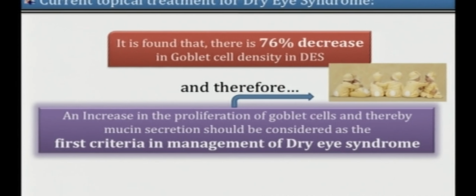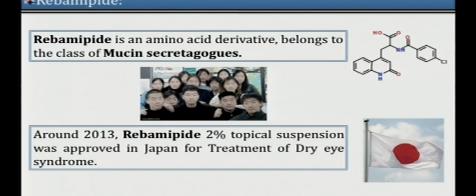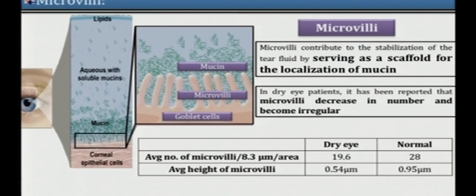Regarding the current topical treatment for dry eye syndrome, we found that there is a 76% decrease in goblet cell density in dry eye syndrome. So logically, anything which improves the proliferation of goblet cells and improves the mucin component should be a good enough logical add-on for a dry eye patient. Rebamipide is a mucin secretagogue accidentally discovered in Japan because it worked for peptic ulcers. So Santen, the company which started it, said let's try it as a 2% suspension in the eye, and that's how it came in. It improves the microvilli.